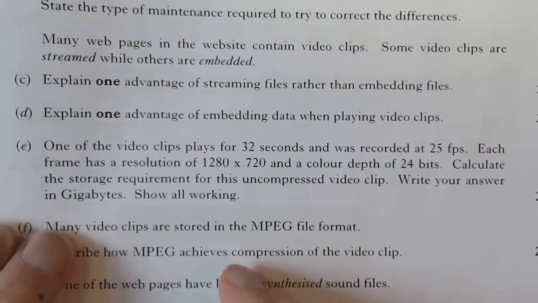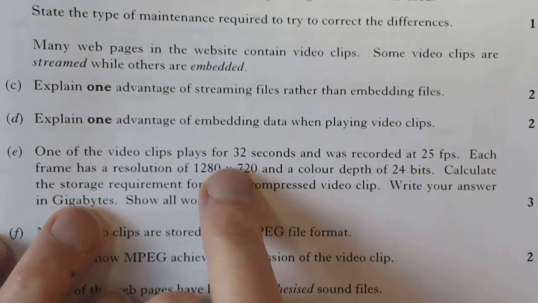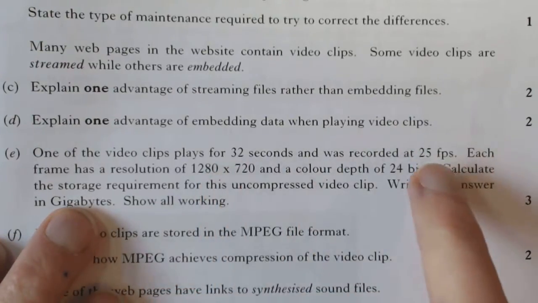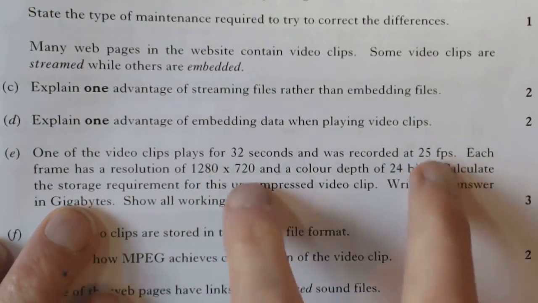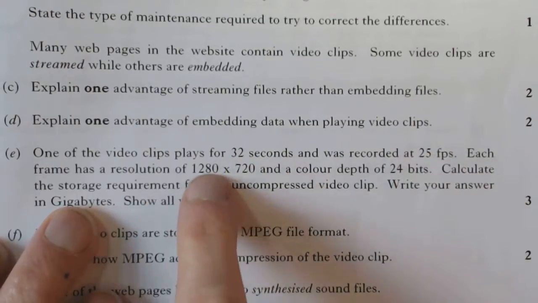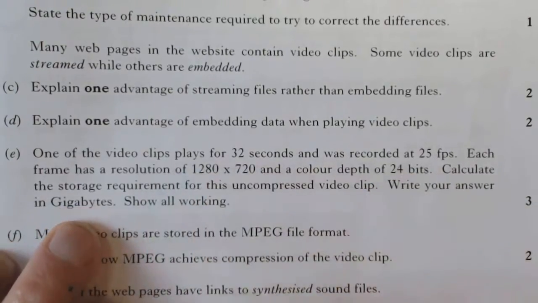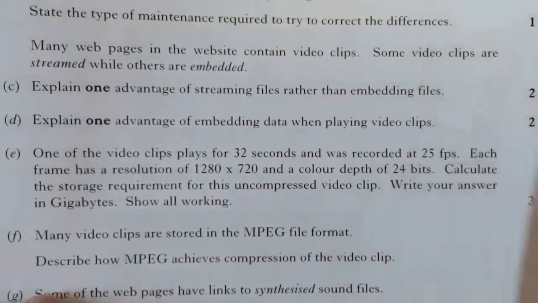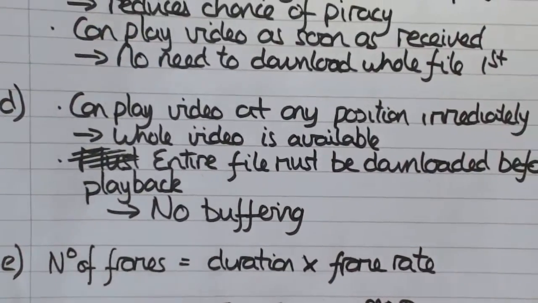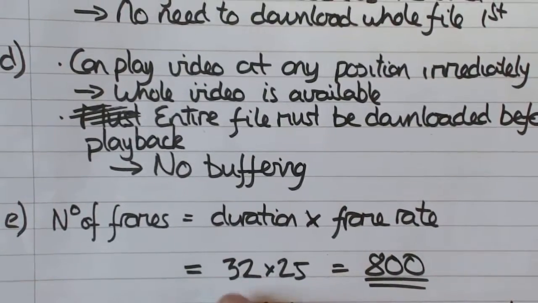If you then look at E, and basically this is the size of a video clip. So we're looking at the duration, looking at the frame rate, and these two will give you the number of frames. We're looking at the resolution, so the number of pixels, and the colour depth, and that will give you the size of one frame, and then you just times them together. Okay, so the number of frames is the duration times the frame rate. Remember if it's in minutes, convert it to seconds.